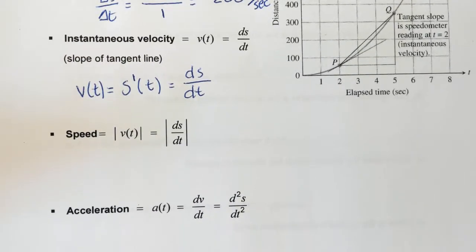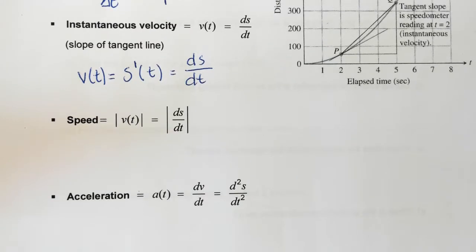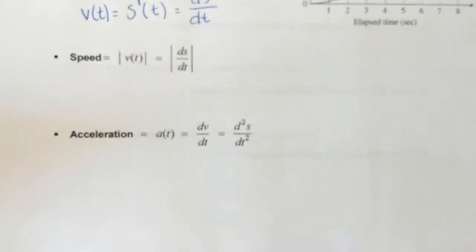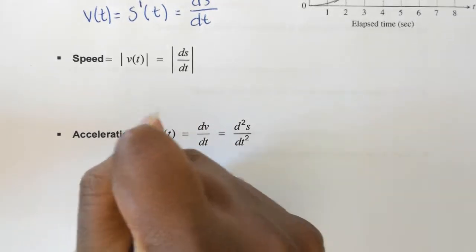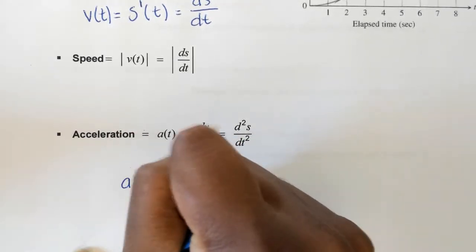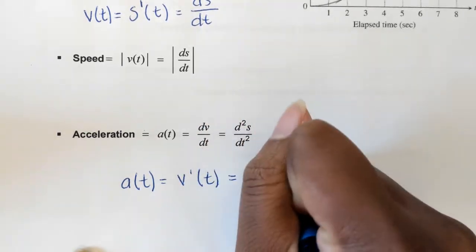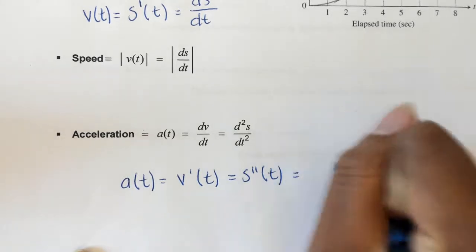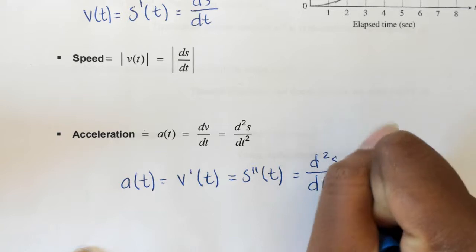And then our speed is the absolute value of the instantaneous velocity. And our acceleration is the second derivative of our initial position function. So a of t is equal to the derivative of v of t, which is the second derivative of s of t, which we can rewrite as d squared s over dt squared.